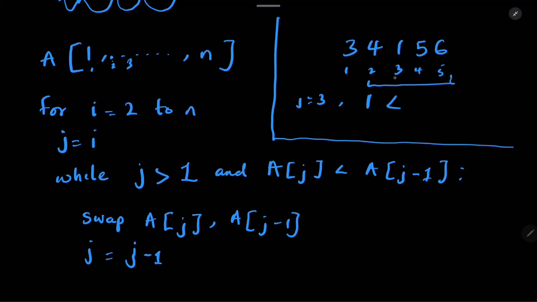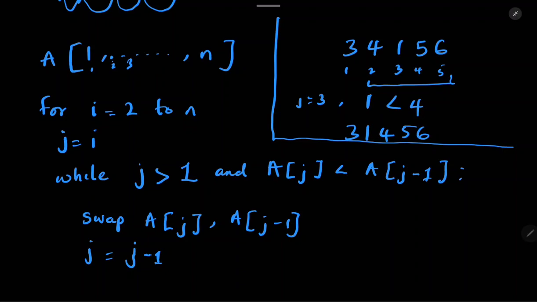J minus 1 in this case will be 2. So A2 will be 4. 1 is less than 4, so we swap. So that means when we swap, we are going to have 3, 1, 4, 5, 6. And at this point, we change our value of J to J minus 1.